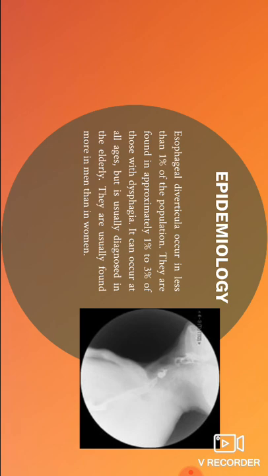Epidemiology. Esophageal diverticula occur in less than 1% of the population. They are found in approximately 1% to 3% of those with dysphagia. They can occur at any age, but are usually diagnosed in the elderly. They are usually found more in men.